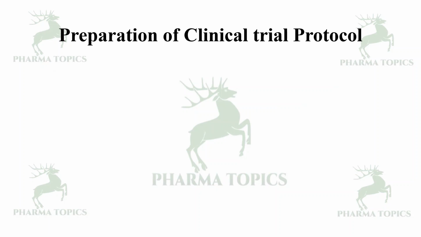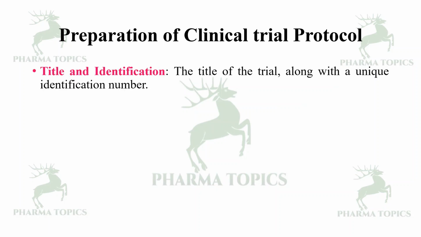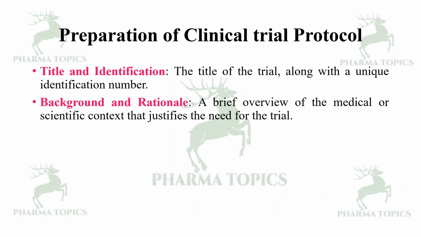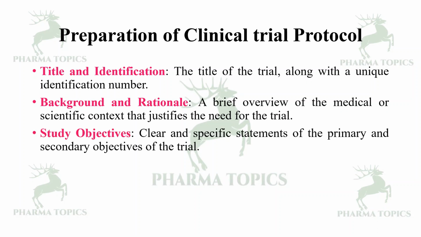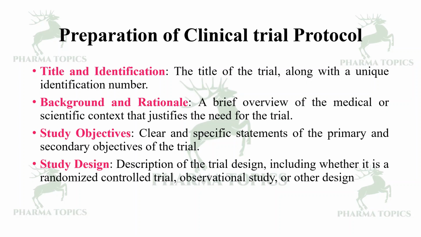Preparation of clinical trial protocol. First is title and identification. The title of the trial along with the unique identification number is a must. Next is background and rationale. A brief overview of the medical or scientific context that justifies the need for the trial has to be there. Then study objectives. It should have clear and specific statements of the primary and secondary objectives of the trial. Then study design. It should have a description of the trial design, including whether it is a randomized control trial, observational study, or other study designs.